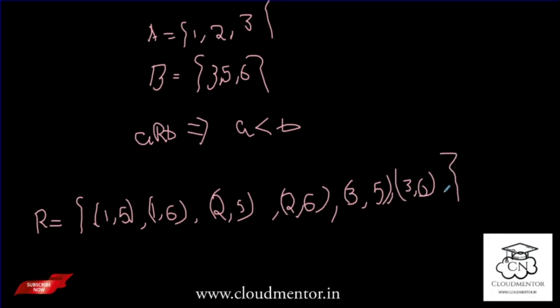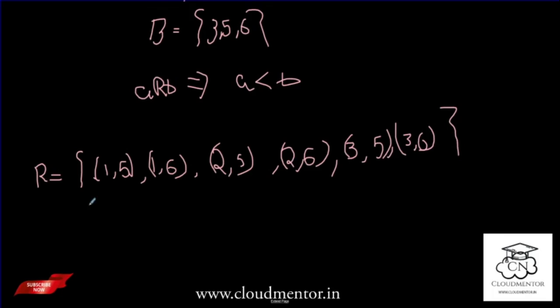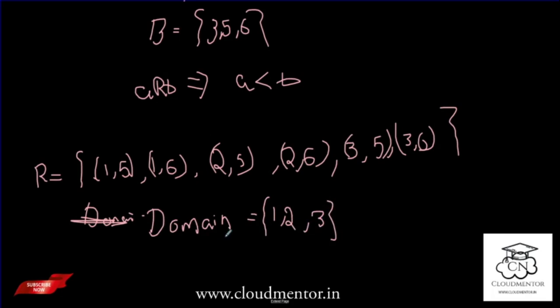So now we need to write the domain and range. Domain will be the a element of A, that is the first element of the ordered pair. Who are the first elements? That is 1, 2, and 3. So domain will be equal to the set {1, 2, 3}. I hope you got that. That is the first elements 1, 2, 3.